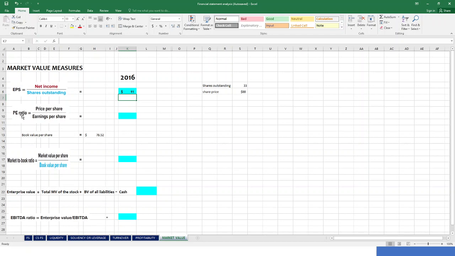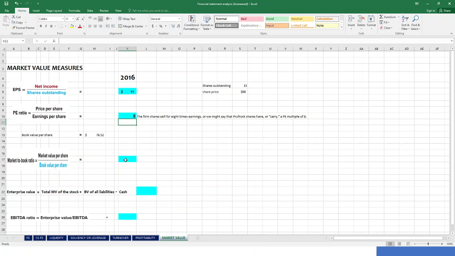Then the price earnings ratio is price per share over earnings per share. Our price per share is $88. So this is equal to this divided by the $11 here. So this is 8. It means the firm's share sells for 8 times its earnings, or we might say that the share carries a P/E ratio, a P/E multiple, of 8.